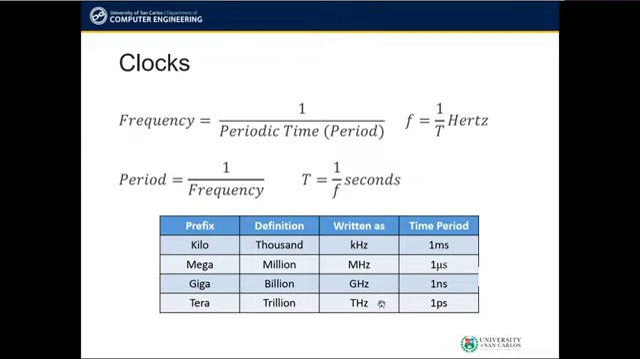Since frequency and period are reciprocals, the unit of time per period are the following: 1 millisecond for 1 kilohertz, 1 microsecond for 1 megahertz, 1 nanosecond for 1 gigahertz, and 1 picosecond for 1 terahertz.